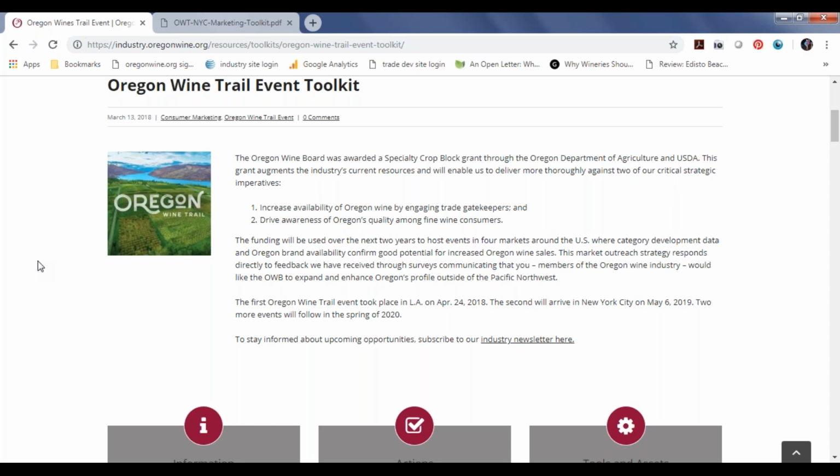So our first event took place in LA last year, April of 2018. We had about 50 wineries join us, and about 500 plus, almost 600 guests throughout the day, spread across the several event elements. We're here to talk about event number 2, technically in this grant cycle, which will be in New York on May 6th, as you know, and then events 3 and 4 will follow in the first half of 2020.